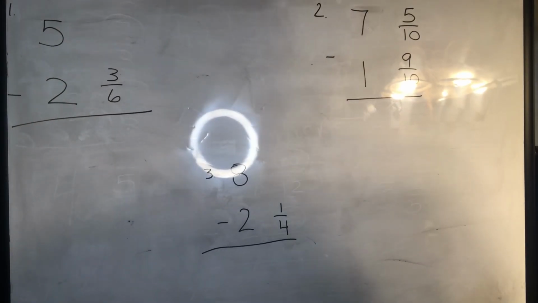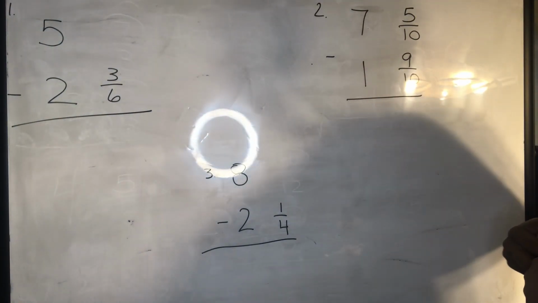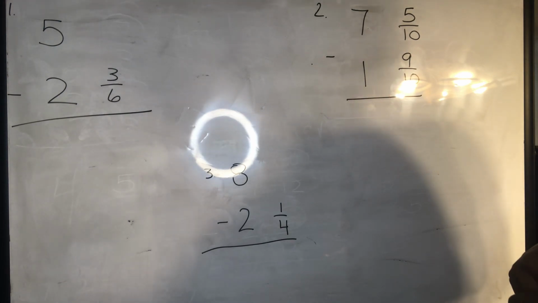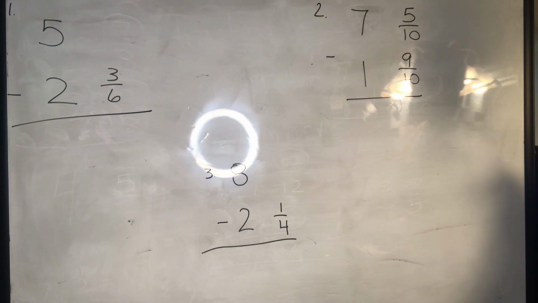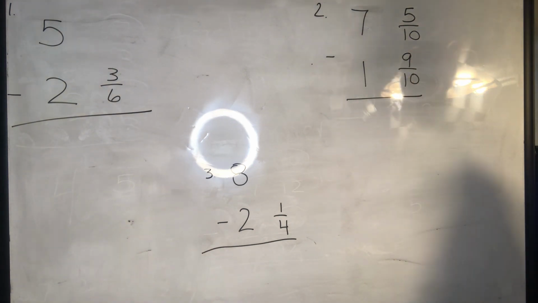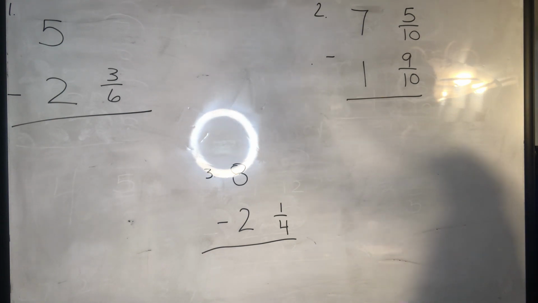Alright guys, so now we got 3 more practice problems. We got 5 take away 2 and 3 over 6. Our second one is going to be 7 and 5 over 10, take away 1 and 9 over 10. And our last practice one is going to be 8, take away 2 and 1 over 4.